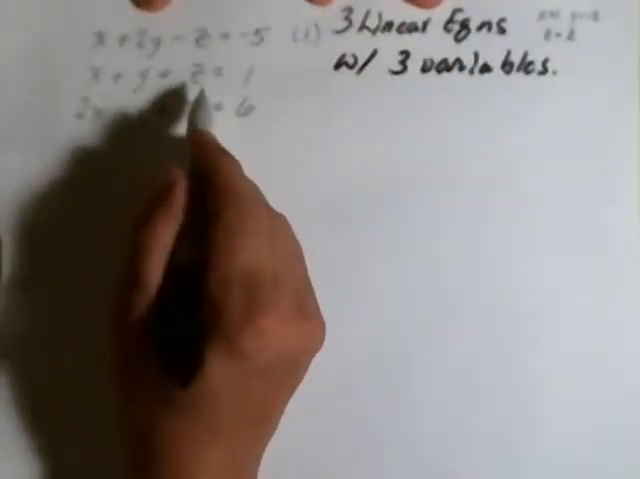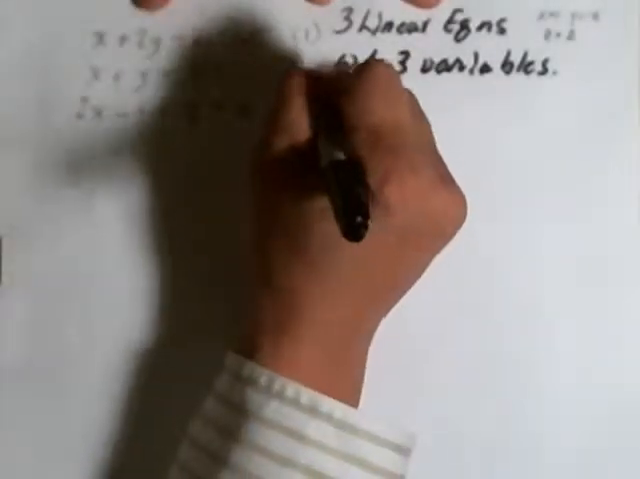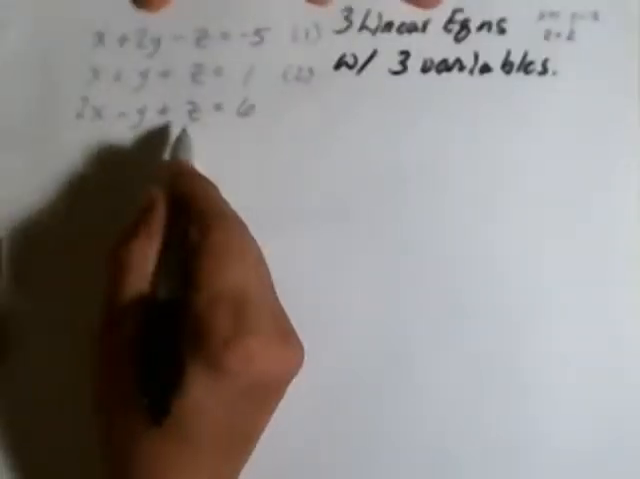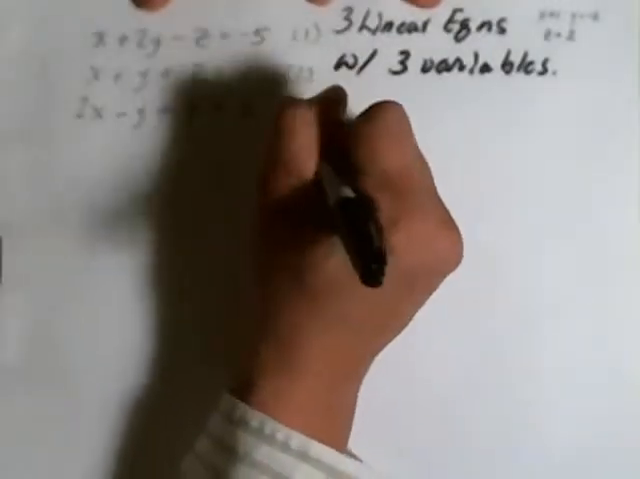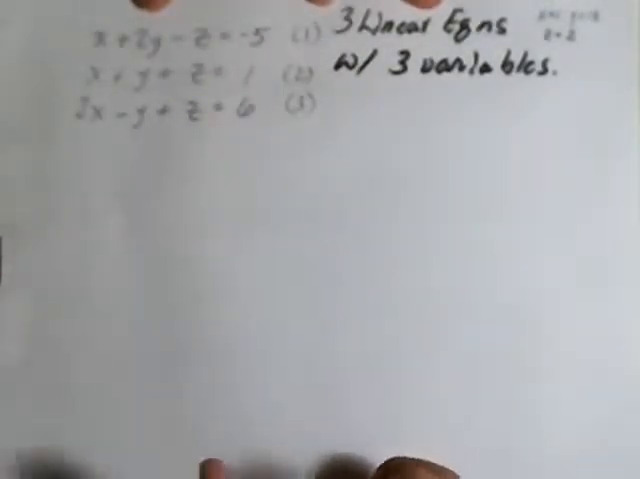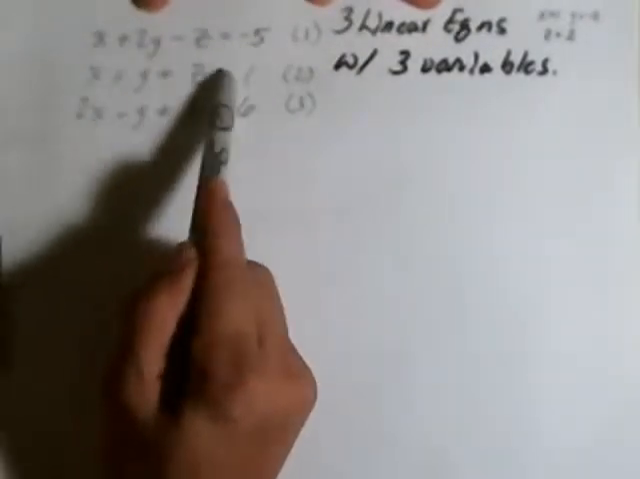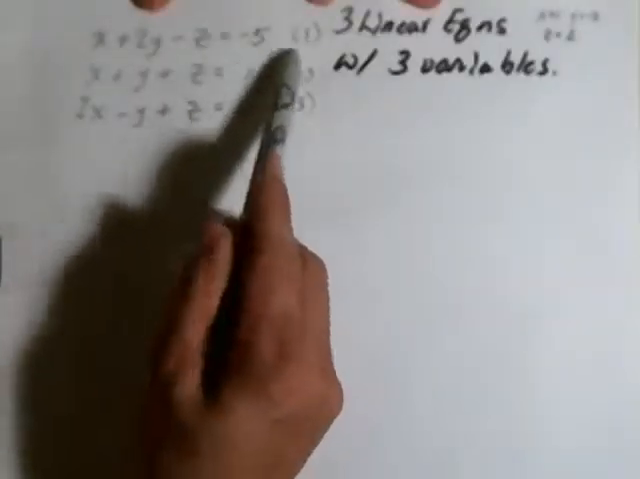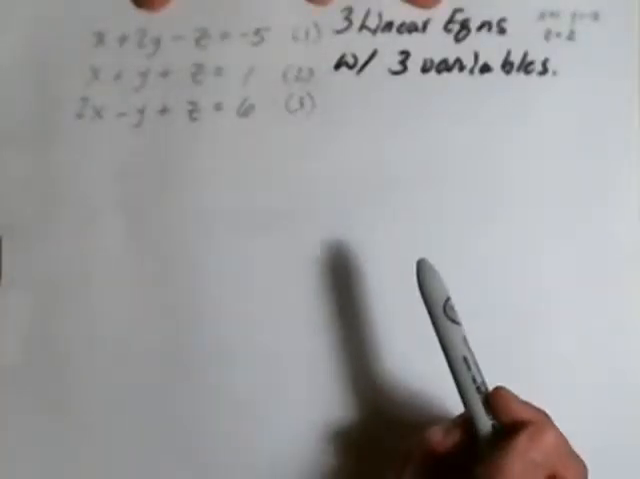x plus y plus z equals 1. That's the second equation. 2x minus y plus z equals 6. That's my third equation. So the first thing you want to do is label these equation 1, 2, and 3. It doesn't matter which one's which as long as you have it 1, 2, and 3.